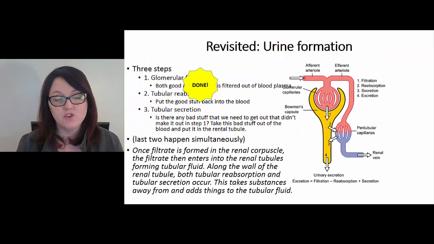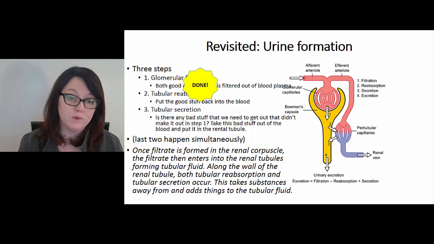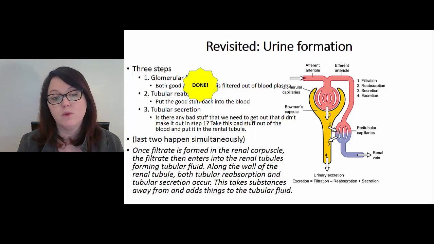So the process of urine formation had 3 steps: glomerular filtration, tubular reabsorption, and tubular secretion. So we've already looked at glomerular filtration. So now let's take a look at the last 2 parts, tubular reabsorption and tubular secretion. Once the filtrate is formed in the renal corpuscle, the filtrate then enters into the renal tubules, forming a new fluid that we call tubular fluid. Along the wall of the renal tubule, both tubular reabsorption and tubular secretion occur. These processes are going to take substances away from and add things to the tubular fluid.